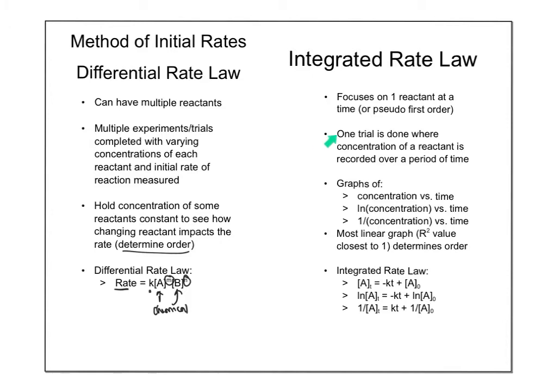So one trial is done where the concentration of the reactant is recorded over a period of time, and we make three graphs: the concentration over time, the natural log of concentration versus time, and 1 over the concentration versus time. The most linear graph, which we determine by looking at R squared values closest to 1, will determine the order. You will not need to make a graph on your calculator for the AP exam. Then, based off the order, we can use the integrated rate law. This is for zero order, this is for first, and this is for second. Whichever graph is most linear tells you which rate law to use.